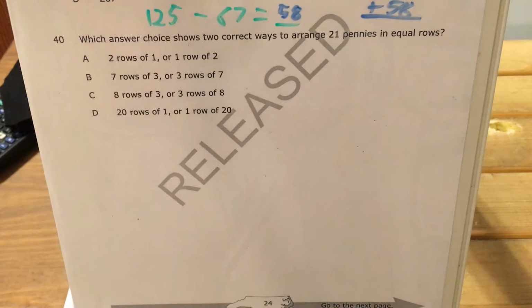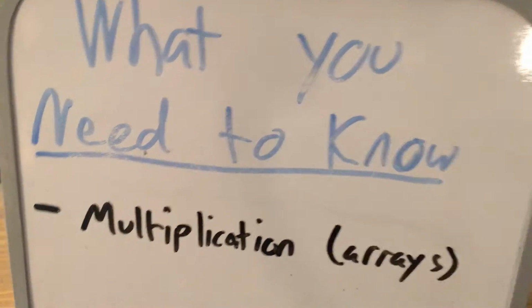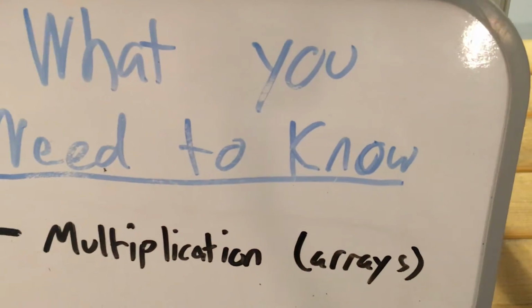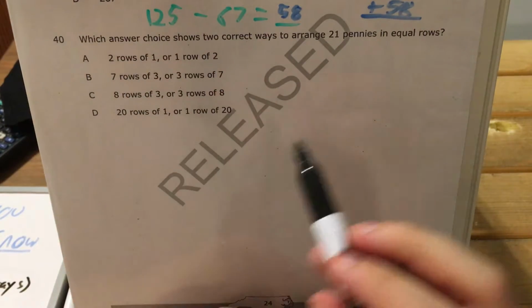We don't have to test two different multiplications for each one if we know that we can flip numbers around in multiplying. But, of course, the biggest thing you need to know to succeed in a question like this is multiplication, and this deals specifically with something called an array. So I'll use choice A as an example.